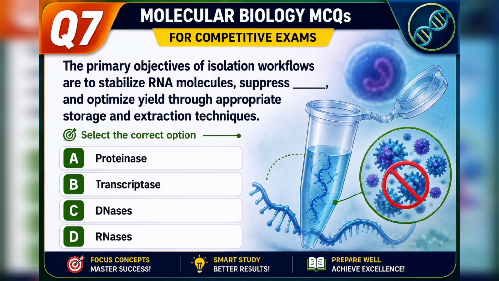Question number 7. The primary objectives of isolation workflows are to stabilize RNA molecules, suppress RNases, and optimize yield through appropriate storage and extraction techniques. Select the correct option. A. Proteinase. B. Transcriptase. C. DNases. D. RNases.